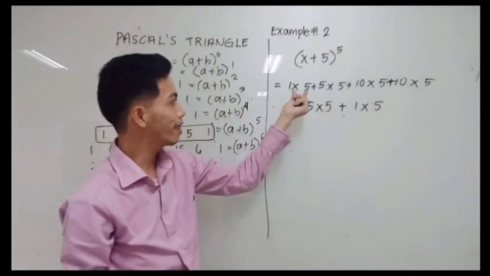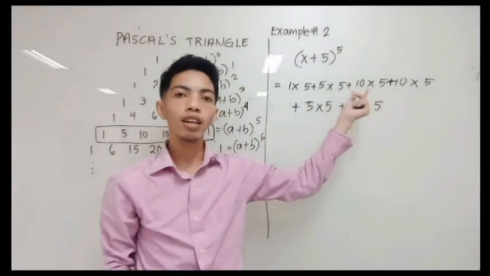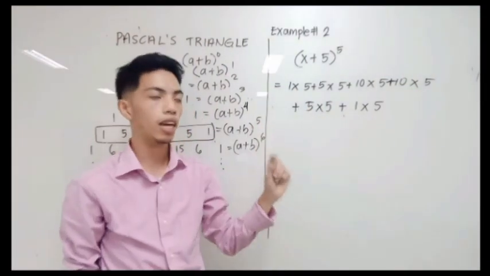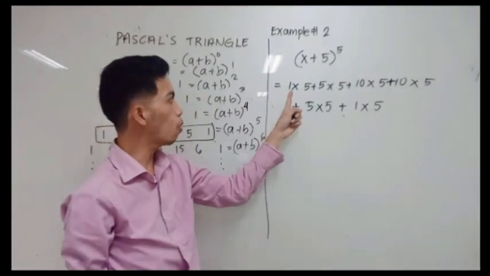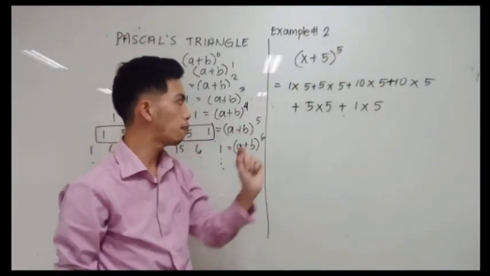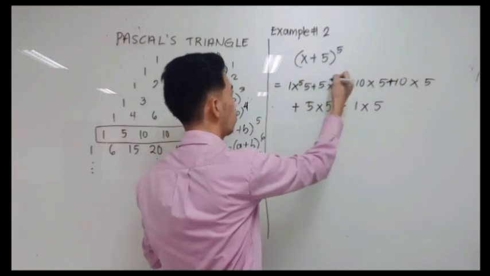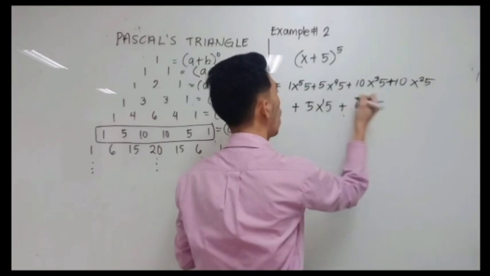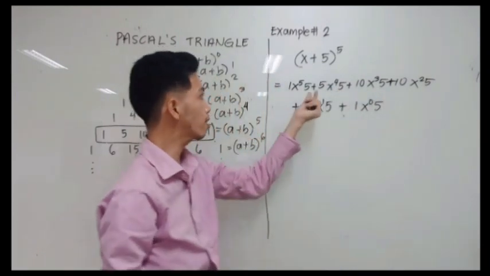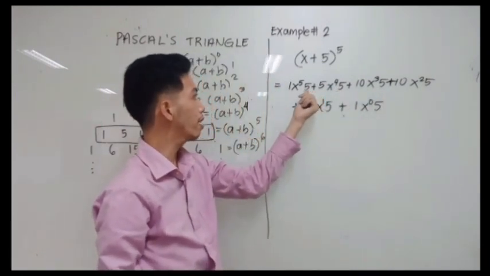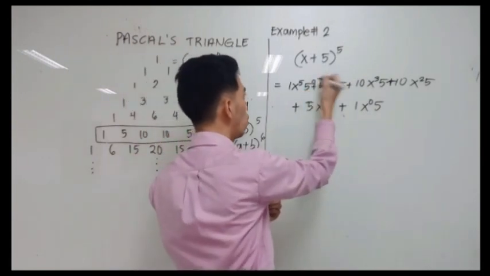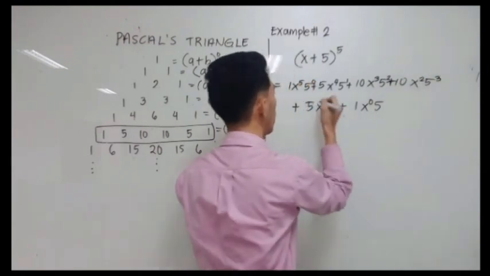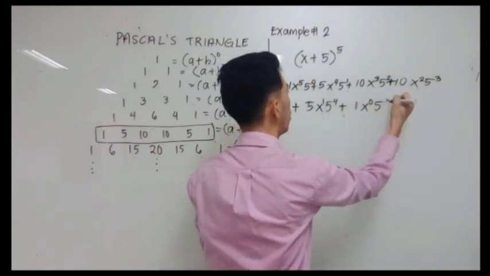Sunod naman, nasunod na natin yung mga variable. Ang sunod naman natin gagawin ay lalagyan natin siya ng exponent. Okay, again, sa first term, ang exponent ay magsisimula sa 5 pababa. So you have 5, 4, 3, 2, 1, 0. Next, exponent naman ng second term, you have 0, 1, 2, 3, 4, and 5.